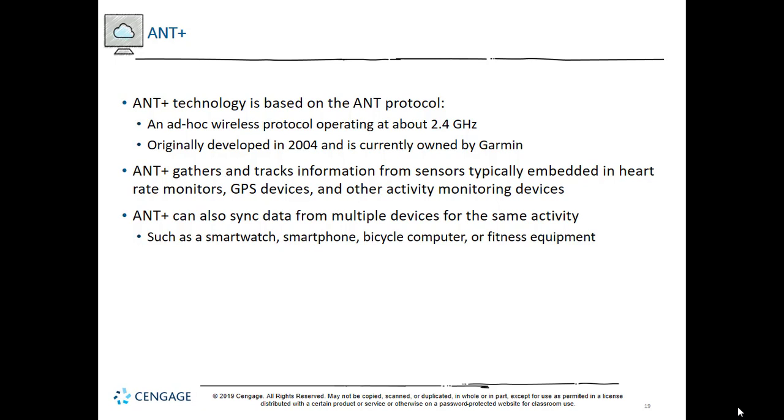ANT+ gathers and tracks information from sensors that are typically embedded in heart rate monitors, GPS devices, and other activity monitoring devices. Garmin smartwatches, for example, track an athlete's activity levels and geographic movement, and then will sync this data to a person's smartphone, computer, or web-based accounts such as Strava.